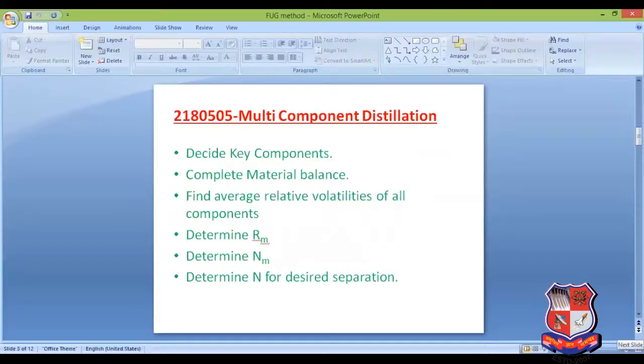So the content of this lecture will be to decide key components, complete the material balance, find average relative volatilities of all components, determine Rm, Nm, and determine N for the desired separation. So these are the main 6 steps with which we can solve the example with the help of the FUG method. So the first thing is to decide the key components. We're going with what is preferable from the exam point of view.